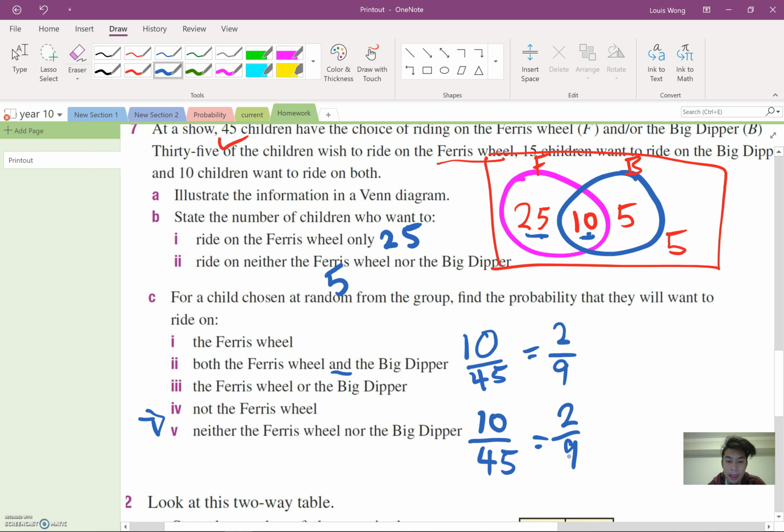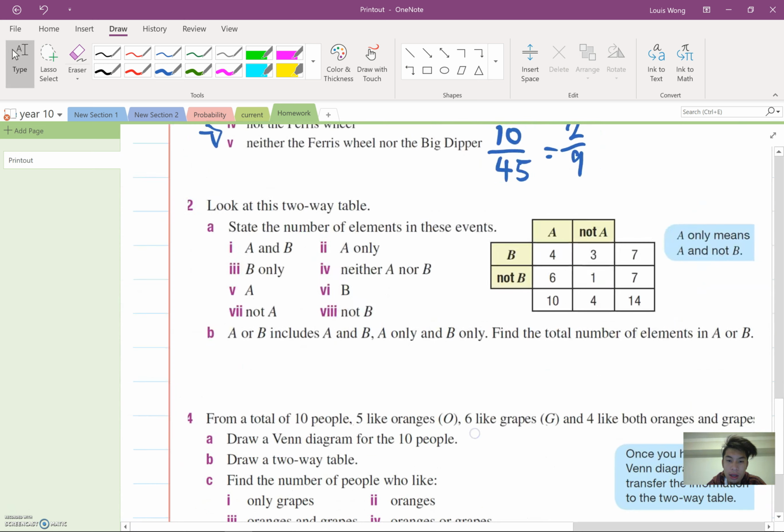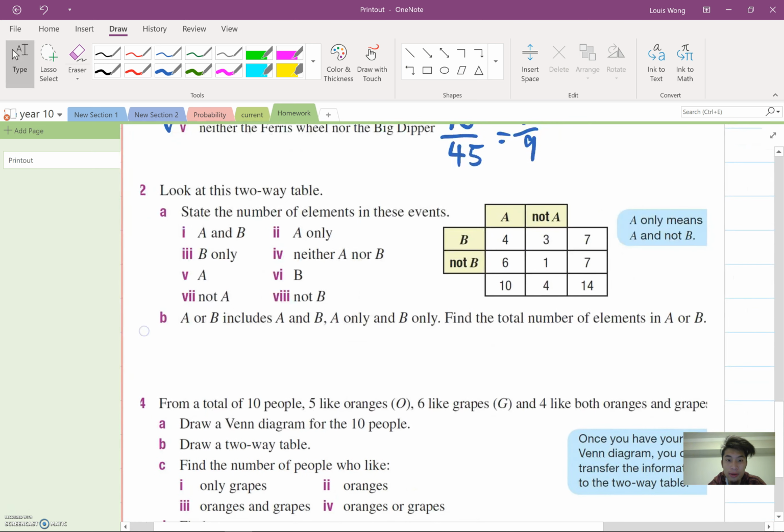Alright, our last couple of questions are about two-way tables. State the number of elements in these events. A and B, and you're meant to realize that A and B is the cross section of A and B, and that's this number. This is 4. Next is A only. A only is the section of A that is shared by not B. So it's going to be this number, 6. B only, similarly, is the part of B that is crossed over with not A, because it's not shared by A. And that's that number 3.